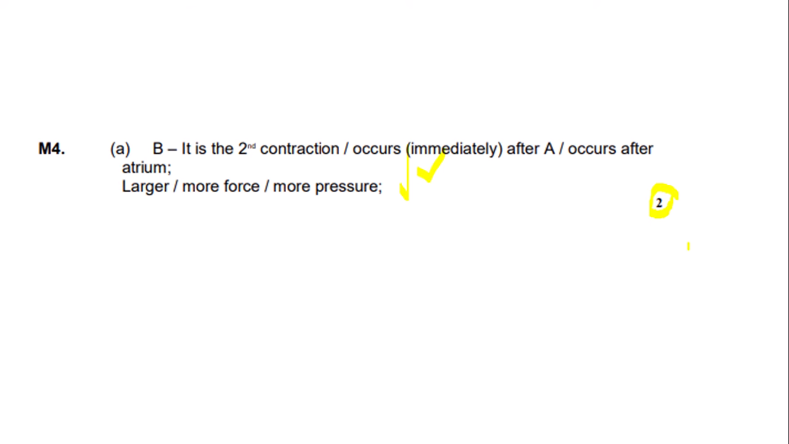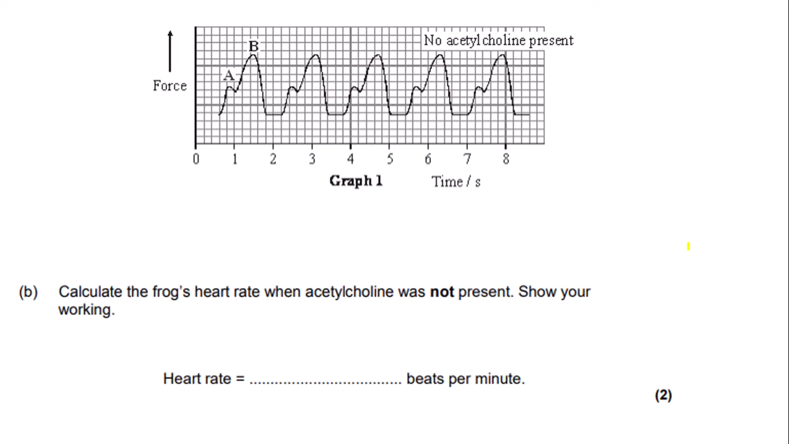Right, so let's move on to the next question. It says, calculate the frog's heart rate when acetylcholine was not present. Show your working. For this question, I've just pasted the graph where acetylcholine was not present. To do this, you need to look at the time it takes for one contraction to occur. So here we have 1, 2, 3, 4, 5 contractions.